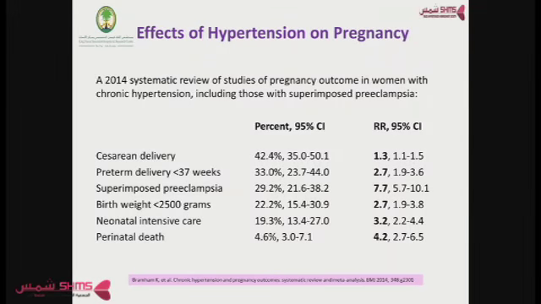It's very, very important to know that the presence of hypertension during pregnancy is associated with a lot of pregnancy complications. So studies have actually shown that most of the pregnancy-related complications are increased with the presence of hypertension, increased risk of cesarean delivery, preterm delivery, superimposed preeclampsia, small for gestational age, NICU admission, and perinatal death.